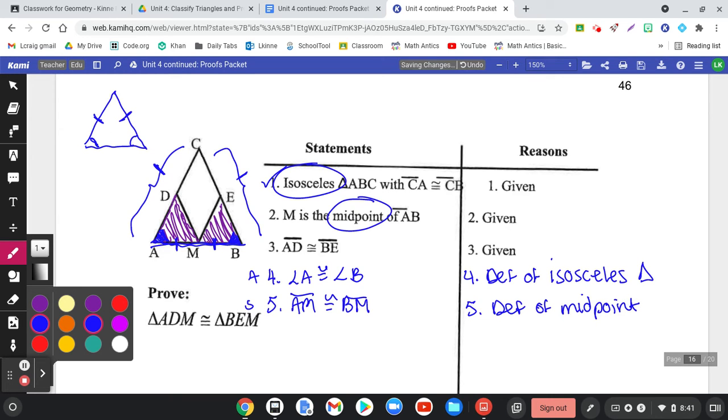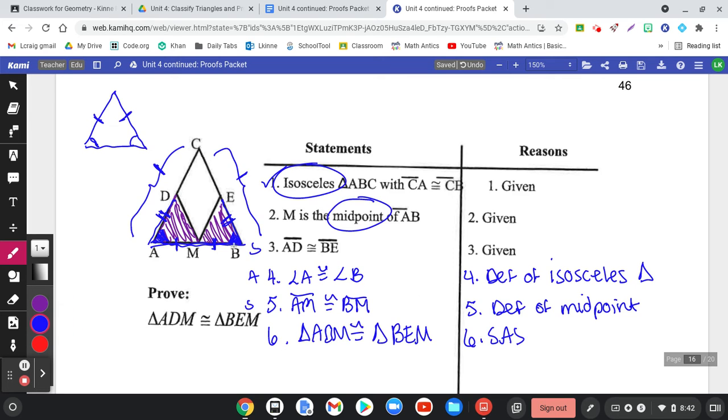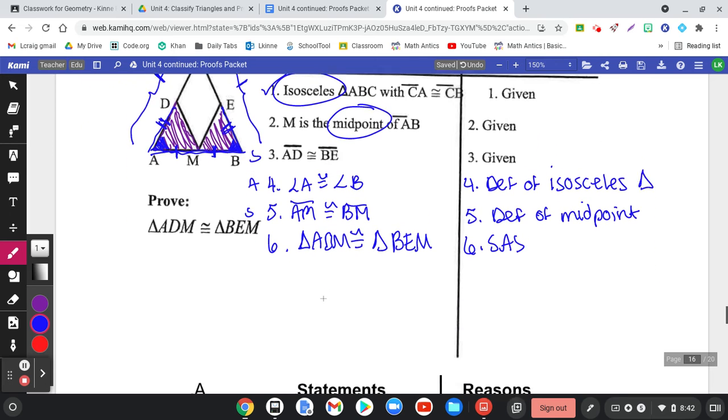All right, and AD is congruent to BE. Wow. AD is congruent to BE. So we have our side angle side. We are done. So triangle ADM is congruent to triangle BEM by side angle side. So that looked like it was going to be a tricky question with that overlapping triangle. But it wasn't bad. You just got to look at what you have. Definition of isosceles comes in handy.